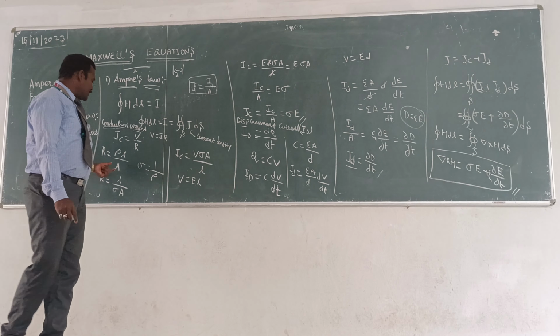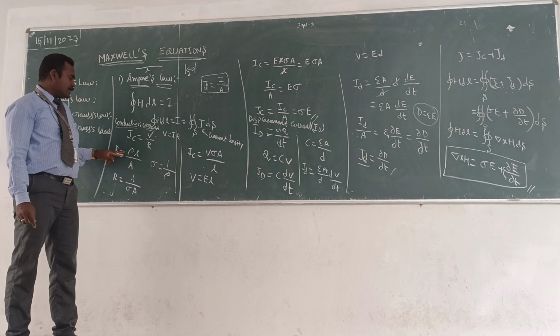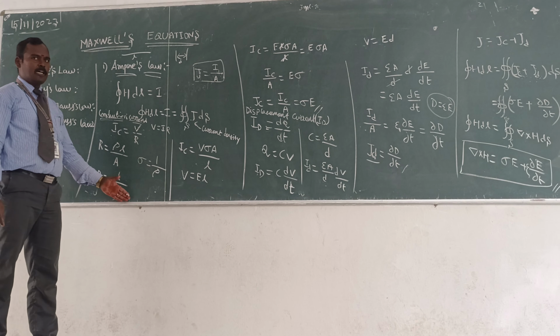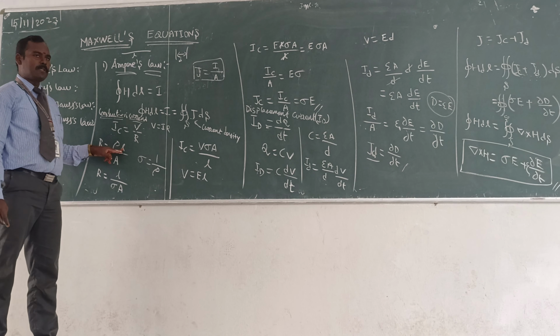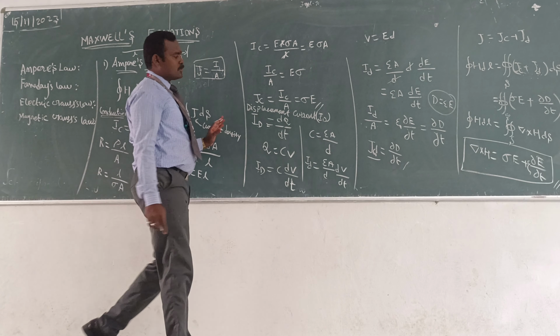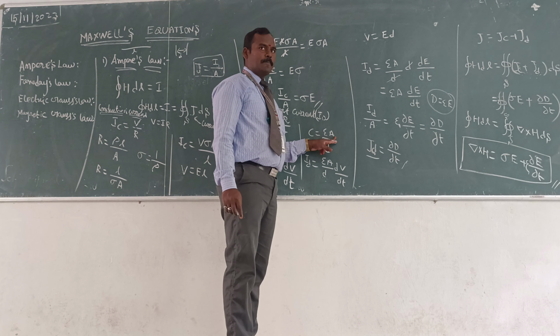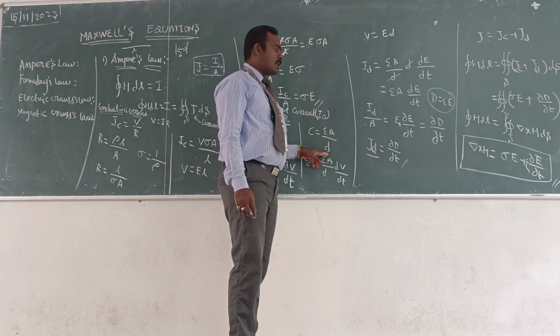While writing in the examination, you should write elaborately. If you write R equal to rho L by A, what is R? What is L? What is A? You have to write it elaborately. Rho means the resistivity, L means the length of the conductor, and A means the area of the conductor. Likewise, here C is the capacitance, epsilon is the permittivity, A is the area of the plates, and d is the distance between the plates. You have to write all these things.